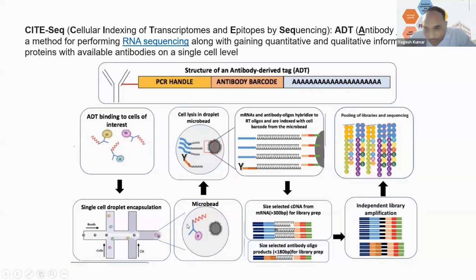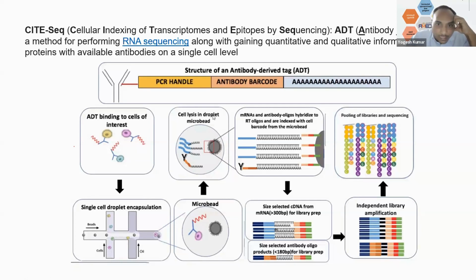Then once you bind these antibodies with these cells, you perform a single cell droplet encapsulation. Then you pass these to the 10x machine, and this 10x machine does its functioning and traps all these antibody tagged cells in a single droplet. And these droplet microbeads you can see here. You will see the antibody, the sequences and the microbead. This is a magnetic microbead which will attach within this droplet.